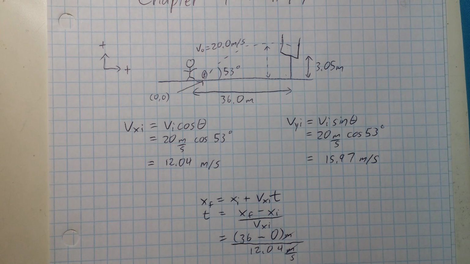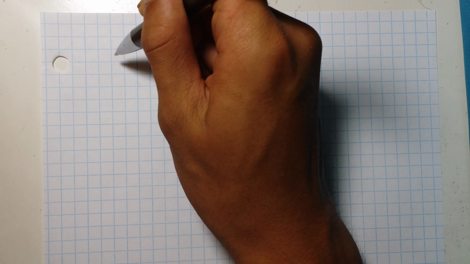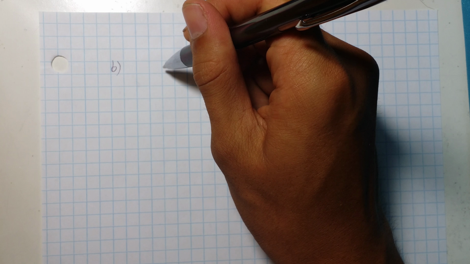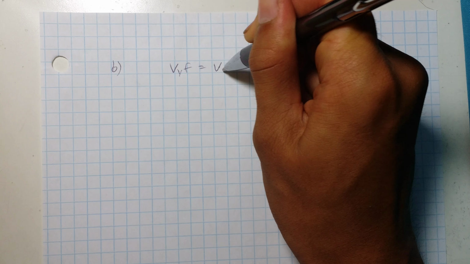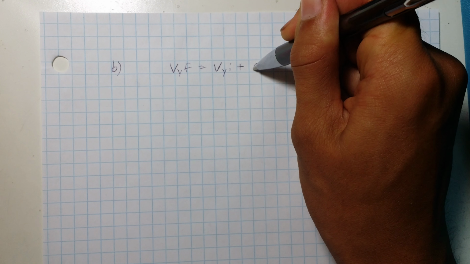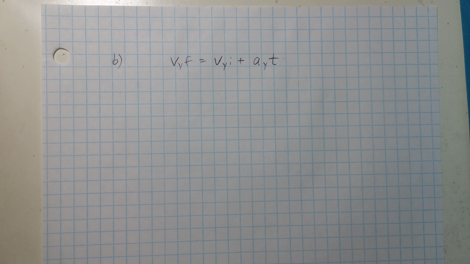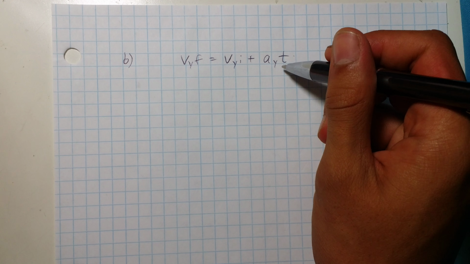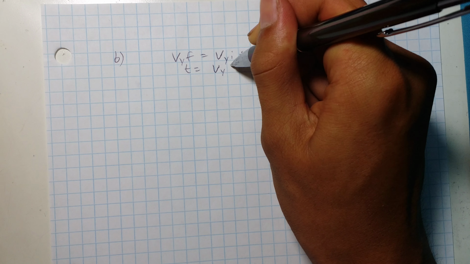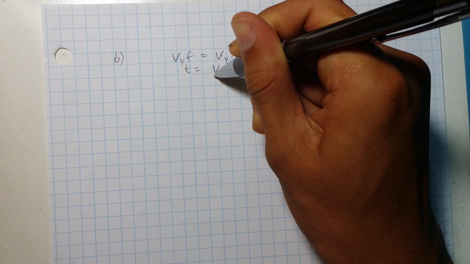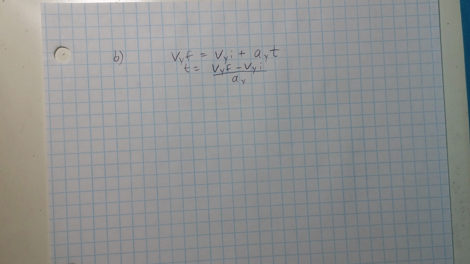And in order to do that, we're going to use this formula, which is VYF is equal to VYI plus AYT. So we can find the time it took by isolating for the t variable, which is t is equal to VYF minus VYI over acceleration. And I'll tell you why I chose to use this formula.